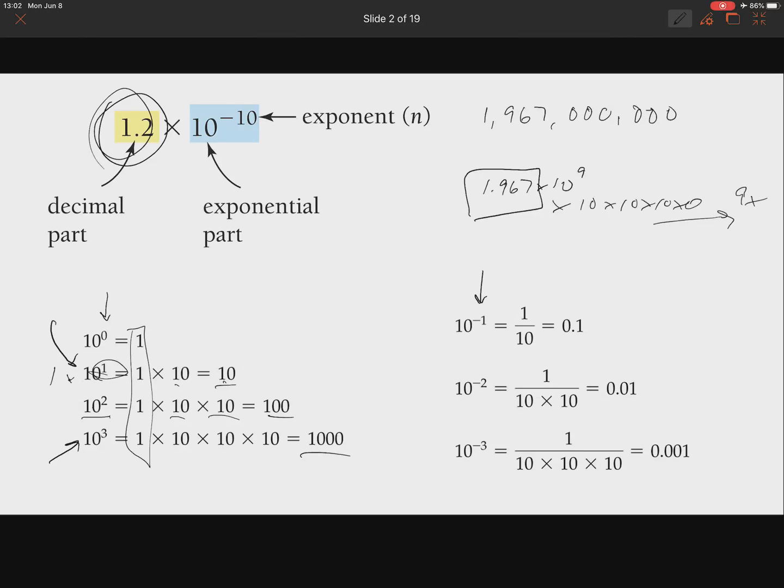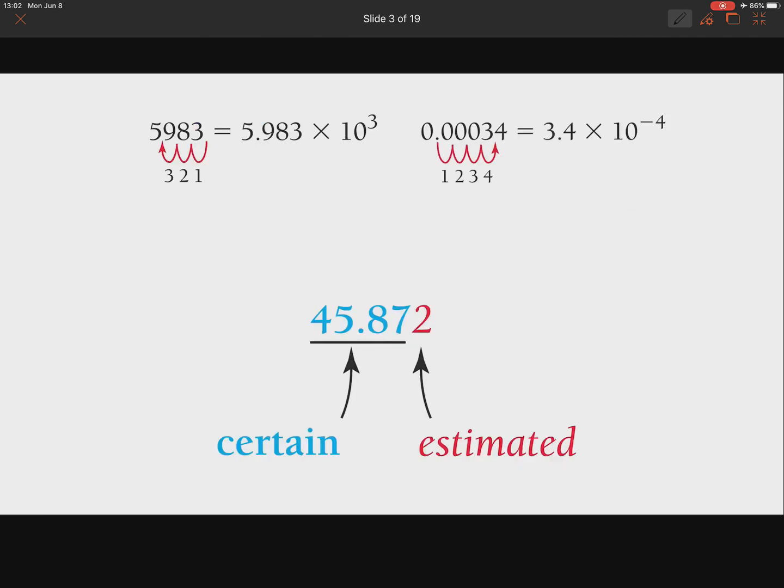9 times. Okay, so 10 with a negative exponent is like saying 1 divided by 10. And so if it's a negative 1, you're only putting a 1 over 10 one time. If it's a negative 2, it's 1 over 10 times 10. So it's just the inverse. Now, how do we convert between scientific notation and a number, or a number to scientific notation?